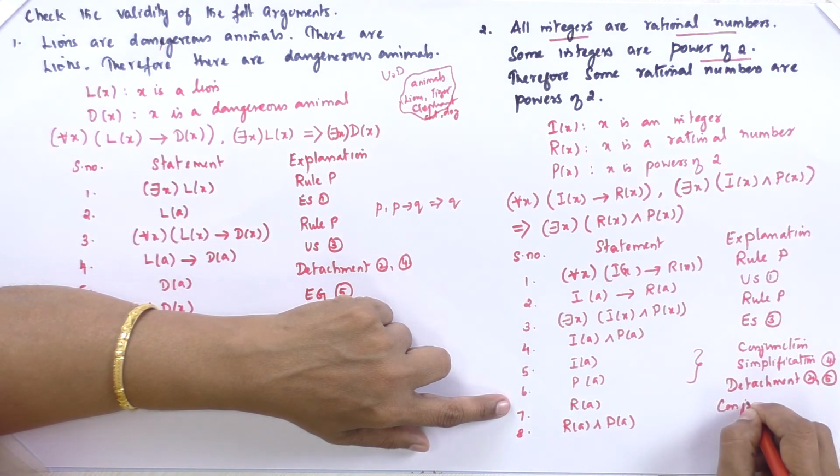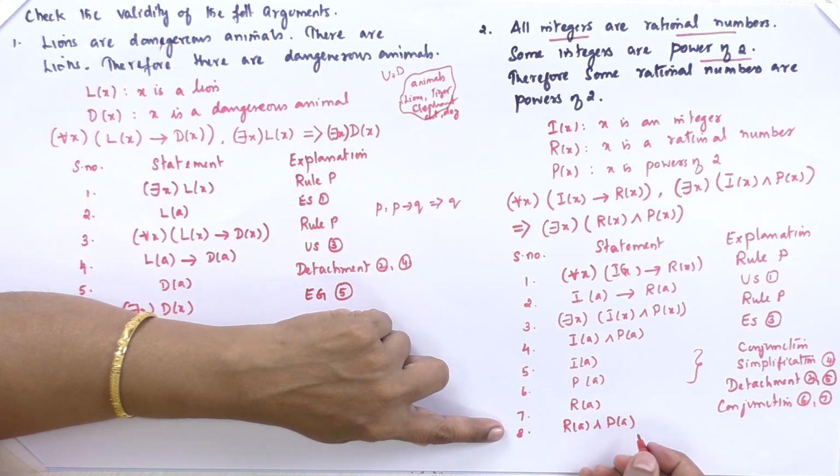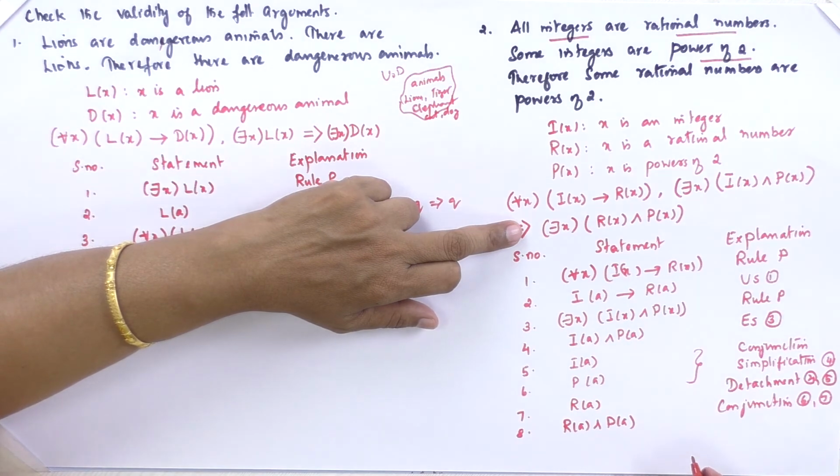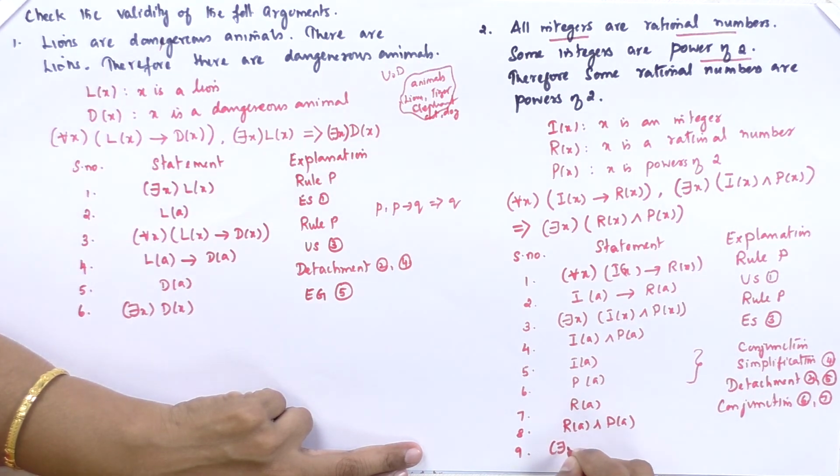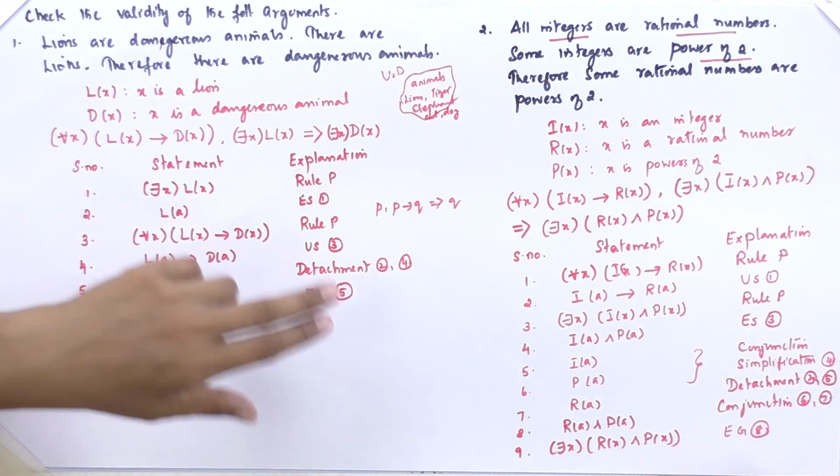Conjunction of 6 and 7, we do have this. And now see the conclusion part, it is with the existential quantifier. So there exists x, R of x and P of x; we will have to convert the variable. So here it is EG on 8. Now understood this? Yes, thank you.